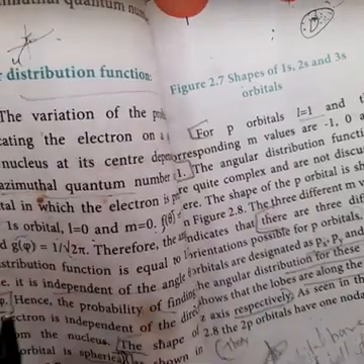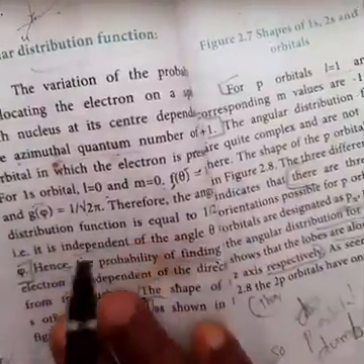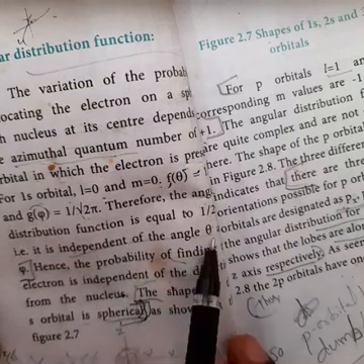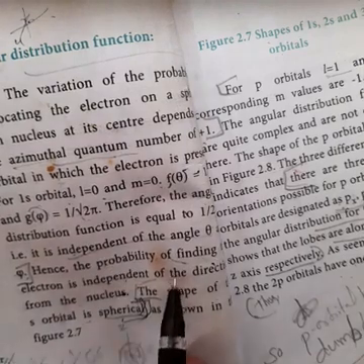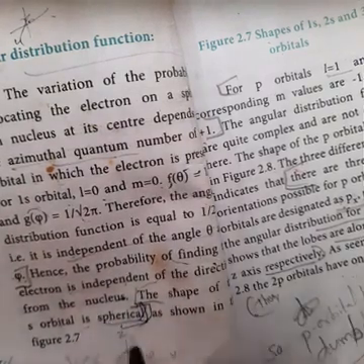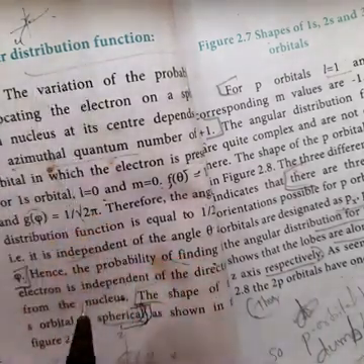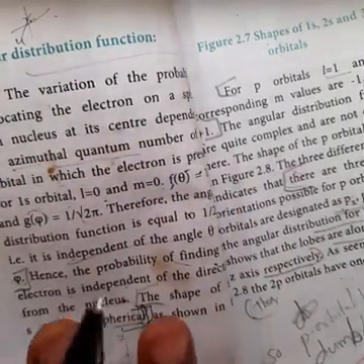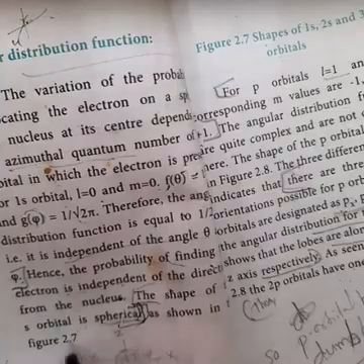It is independent of the angles theta and phi. So the s orbital is independent of the angle theta and phi. Hence the probability of finding the electron is independent of the direction from the nucleus. The angular distribution function indicates direction. For the s orbital, the probability of the electron is maximum in all directions, so the shape of the s orbital is spherical. Up to here you mark.